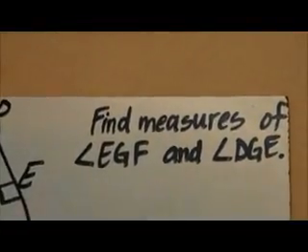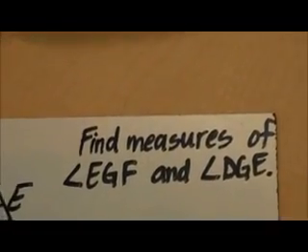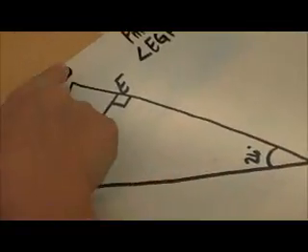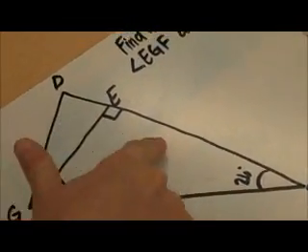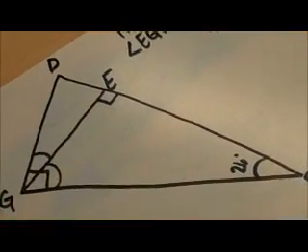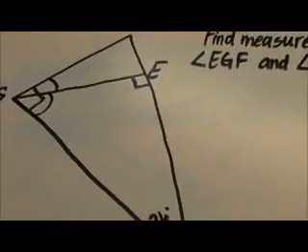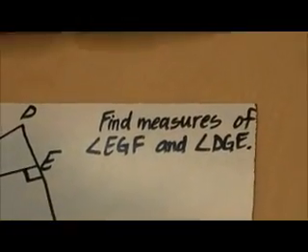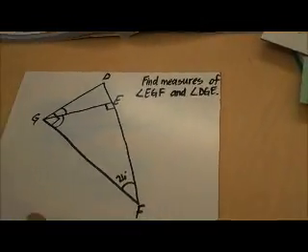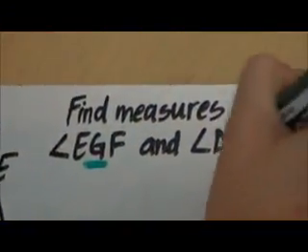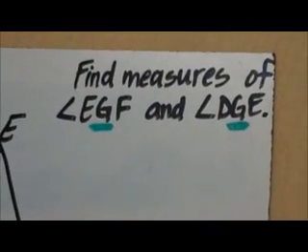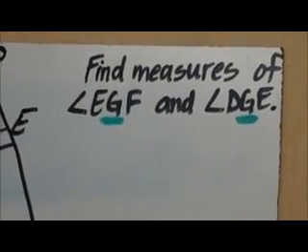Okay, let's go to another doozy of a triangle. You can think back to the last video. We have one big triangle, and then there are two smaller triangles inside. So technically we have 3 triangles that we're working with. Let's figure out what we have to find. It says find measures of angle EGF and angle DGE. You should see something in both of these. Remember that the middle letter tells you the angle measure that you're trying to find. Both of them are G.